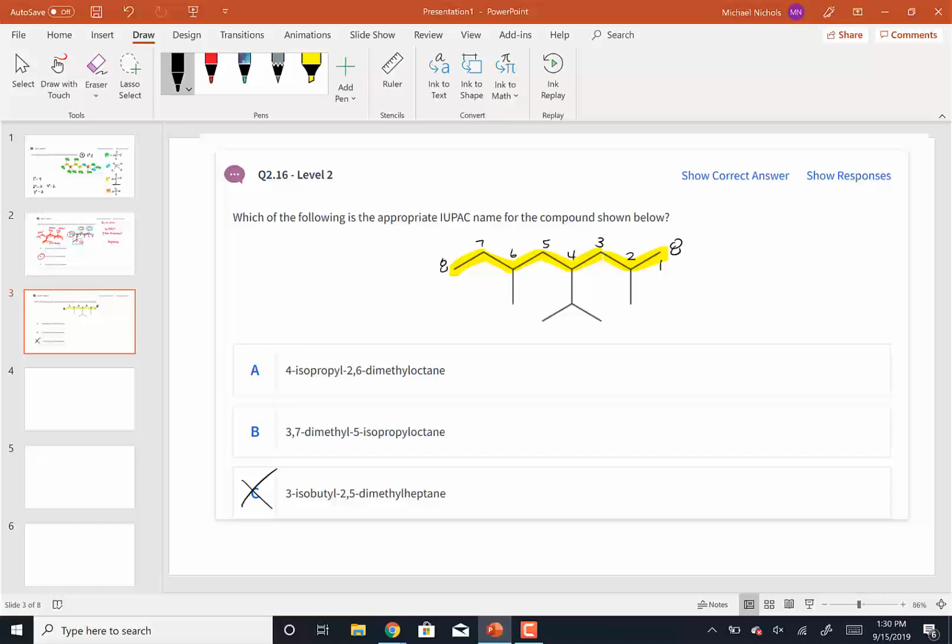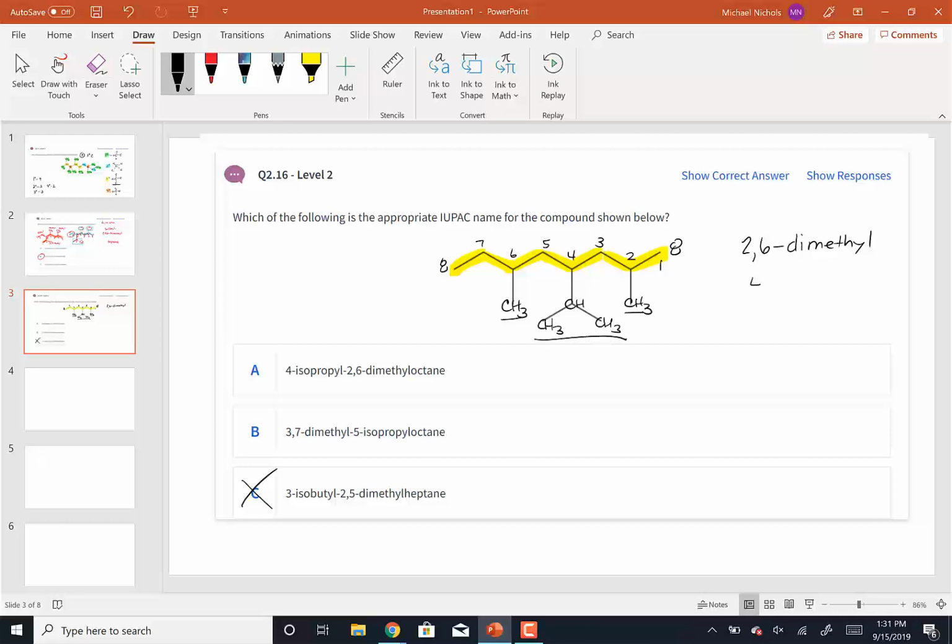Okay, so now let's look at our substituents. What substituents do we have? I like to draw in the carbons because it helps me see my substituents better. It looks like we have a methyl group at carbons 2 and 6. So we gather those up and say it's a 2,6-dimethyl.